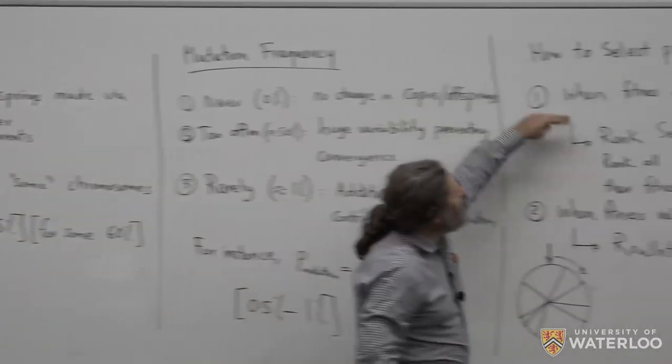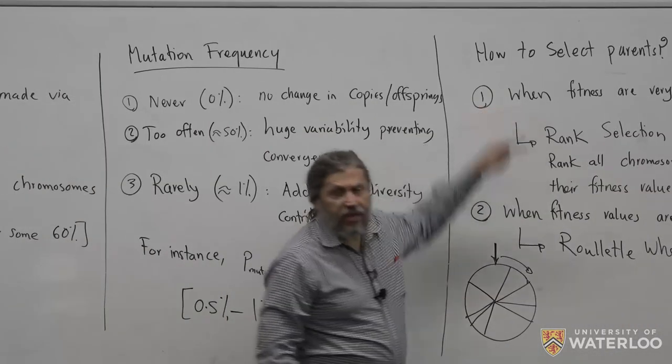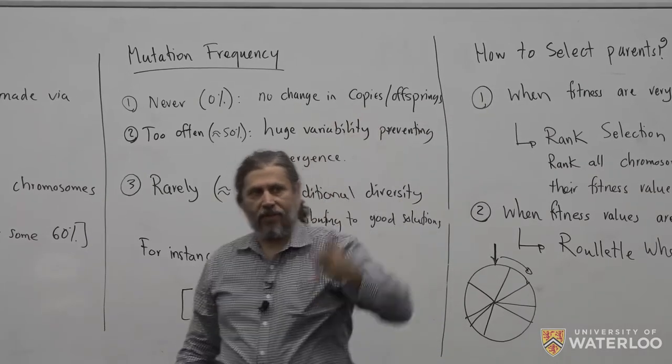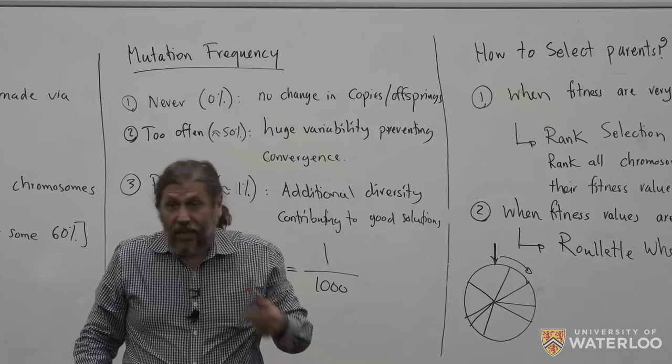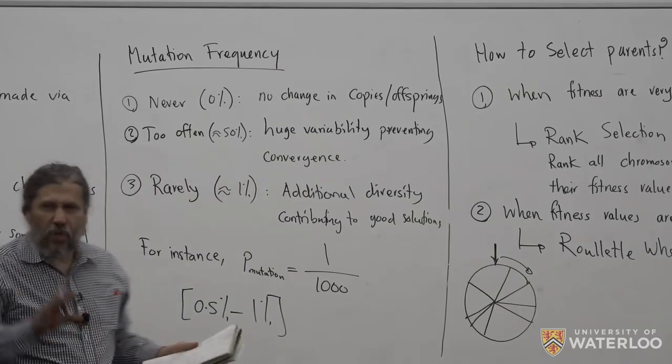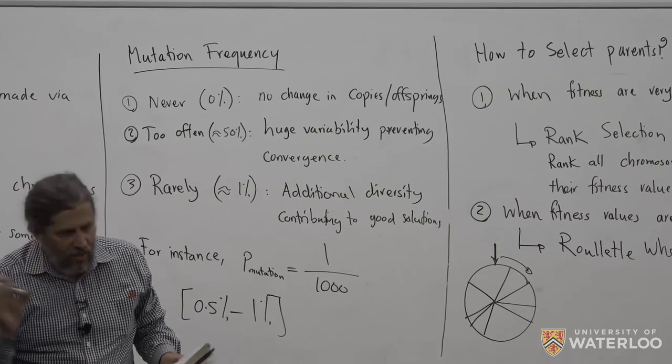But it's clear, if fitness values are very different, I rank them. Grab the best ones, simple. If they are not very different, then I have to work with some sort of frequency and probability, for which I may be forced to quantize stuff.